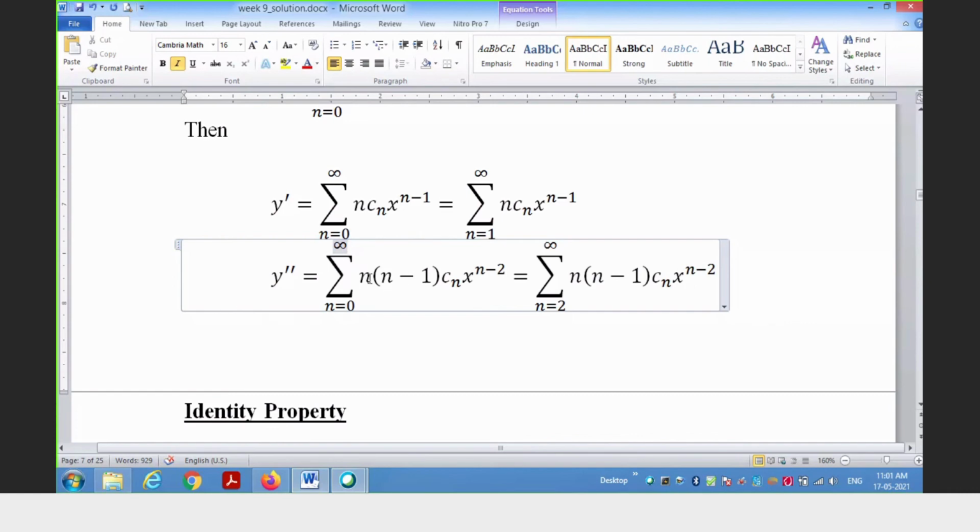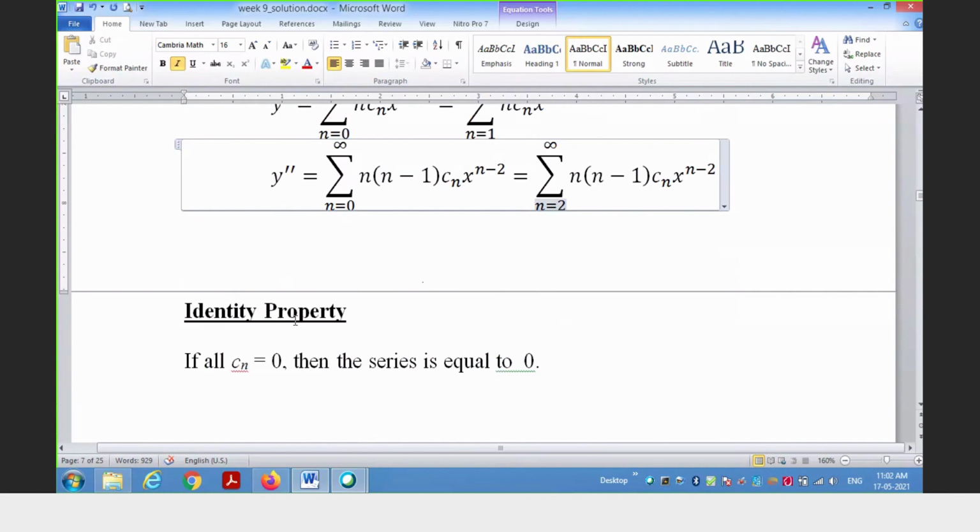Or when n is equal to 1 here, this term will be 0. 0 times anything will be 0. So the first two terms will equal 0, no value. And that's why we can start here with n equal to 2, because the first two terms are 0, so no need to consider. The same thing here: the first term is 0, that's why we start n with 1.